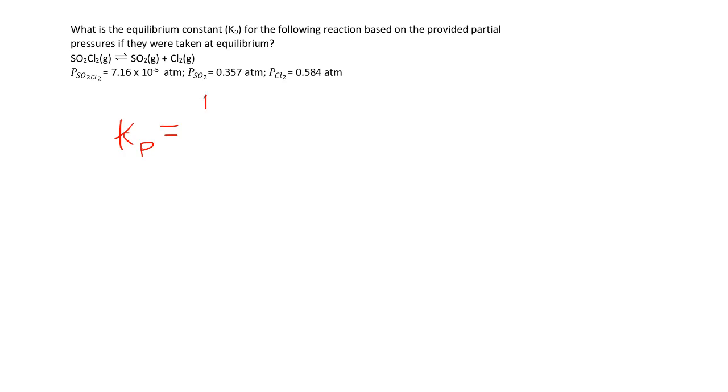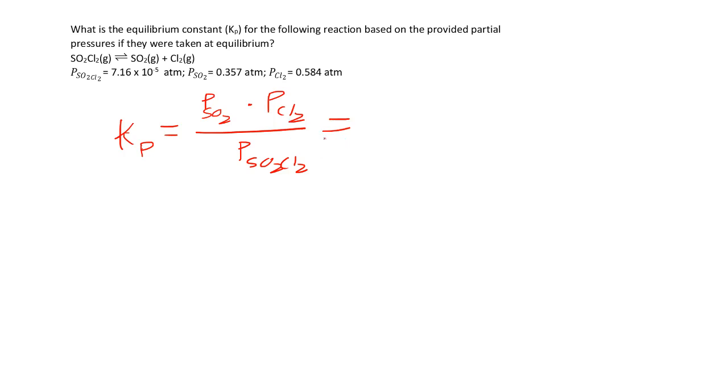So we have pressure of products, SO2 times Cl2, all divided by pressure of reactant, SO2Cl2. And remember, if there had been coefficients in front of these, they would go as exponents. So if you had 2 SO2, this would have been P SO2 squared. But since none of them have coefficients, we just have 1s on everything. And now make sure before you put these in that these are all in atmospheres, but then we don't have to worry about it after that fact.